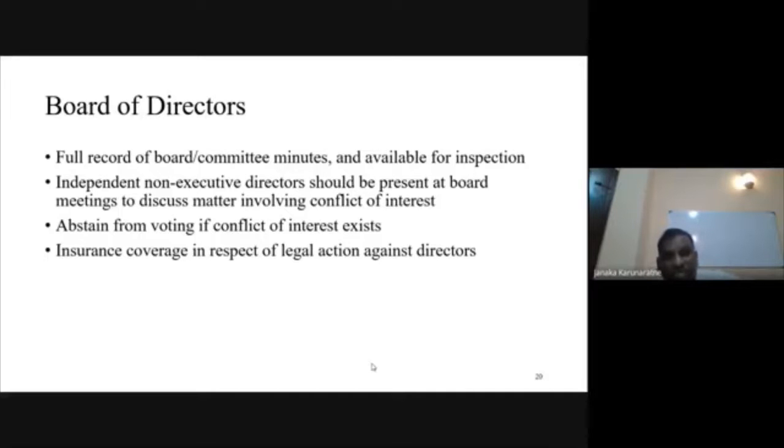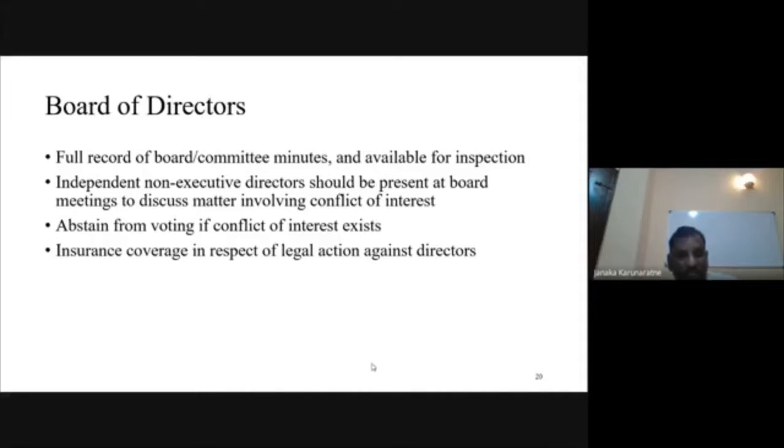The next is a full record of board committee minutes, which is very important and must be available for inspection. The board maintains the board minutes properly so that anybody who needs access can see what has happened in the board, what decisions were taken, and who is responsible. That's very important, especially if there is an issue at a later date and somebody needs to trace who is responsible and whether the board has acted in a prudent, ethical manner.